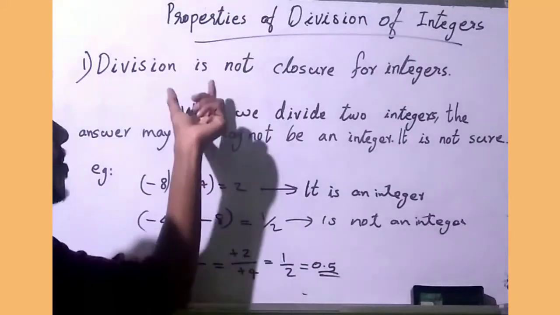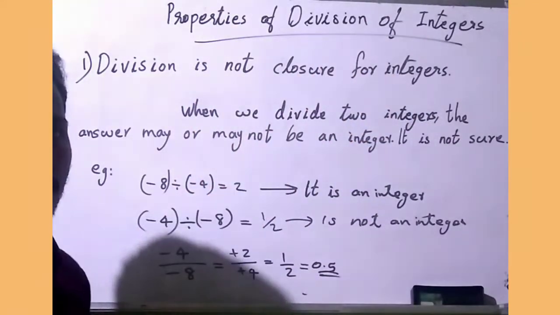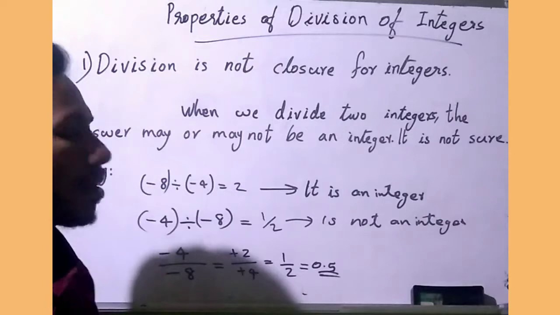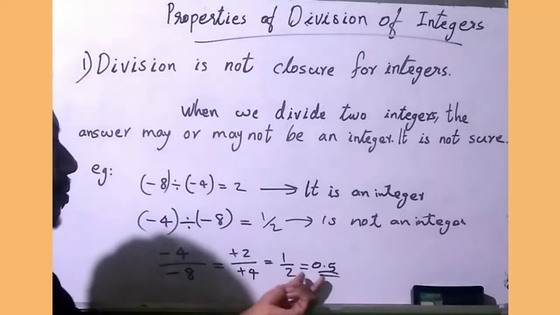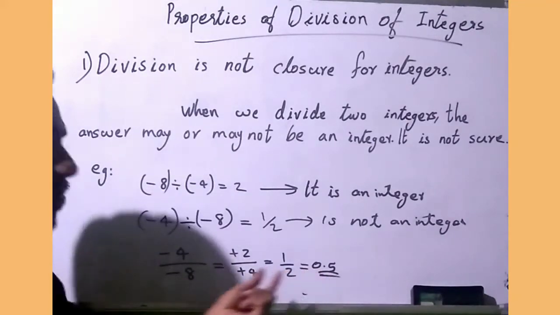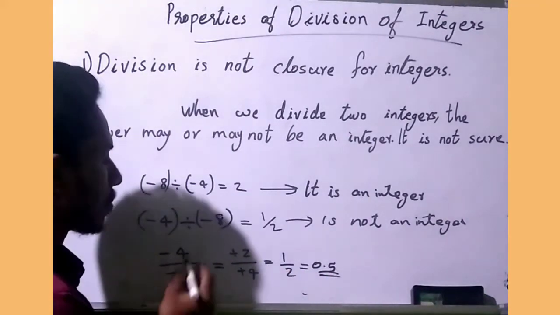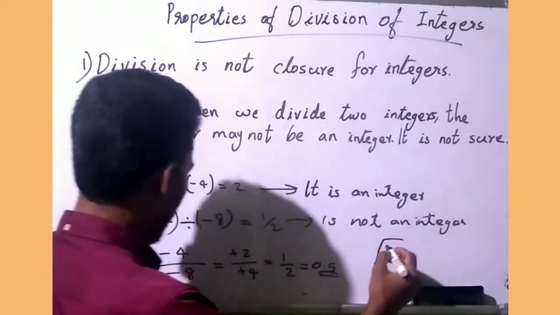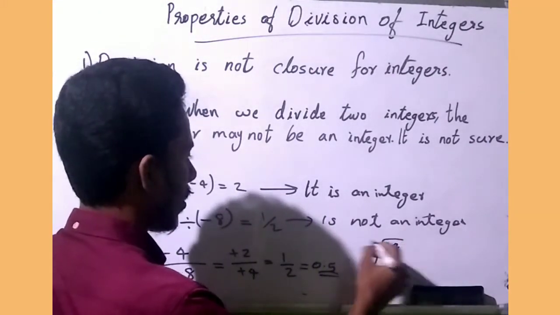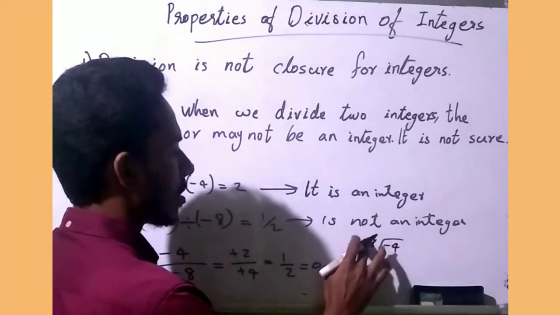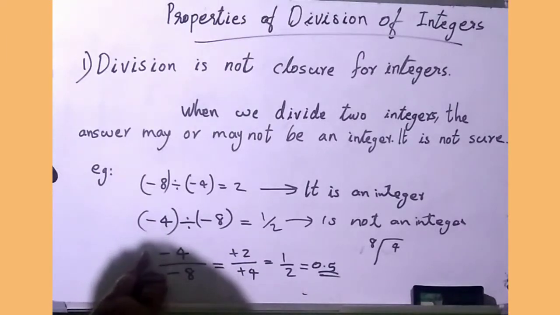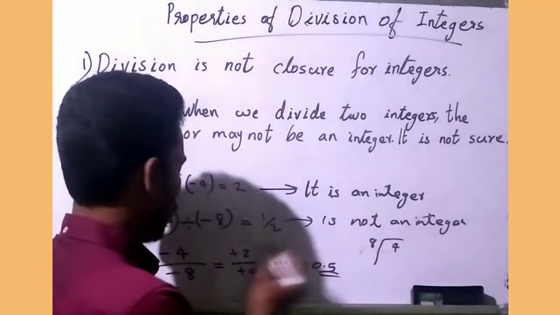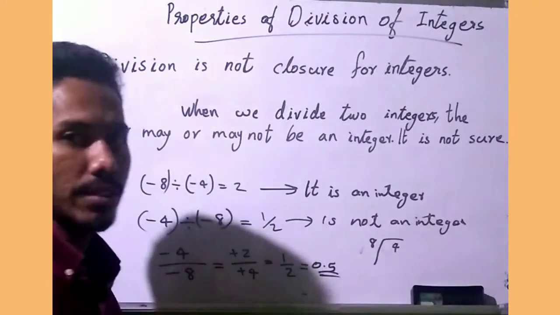That is the property: division is not closure for integers. We may or may not get an integer, or it may be a point value. Then how do we get this 0.5? Just divide minus 4 by minus 8. Cancel these negative signs because the numerator and denominator both have negative signs. So 4 by 8.